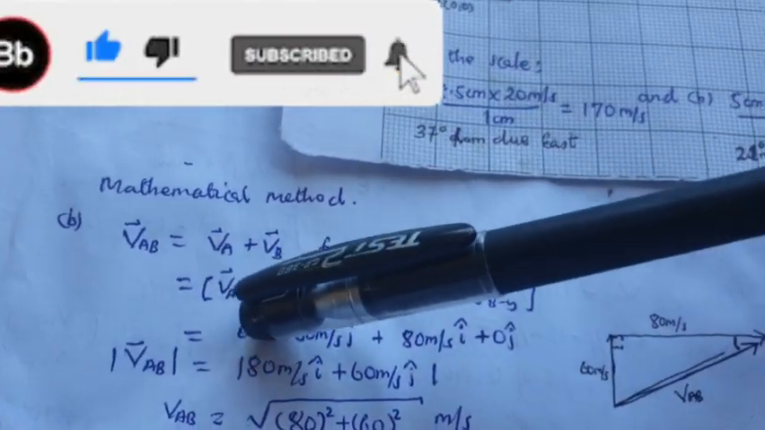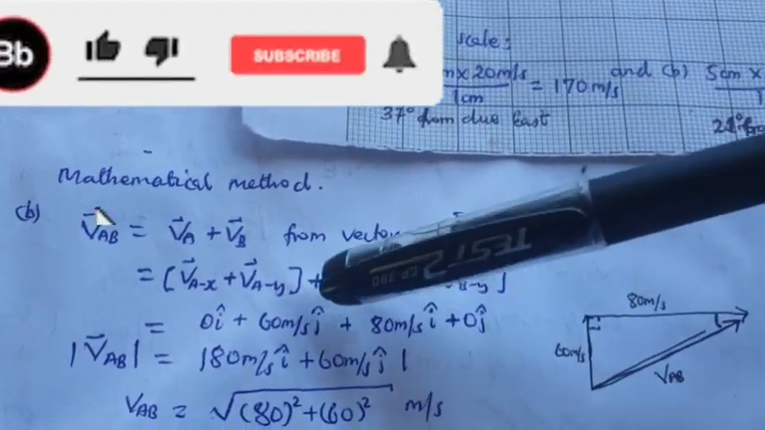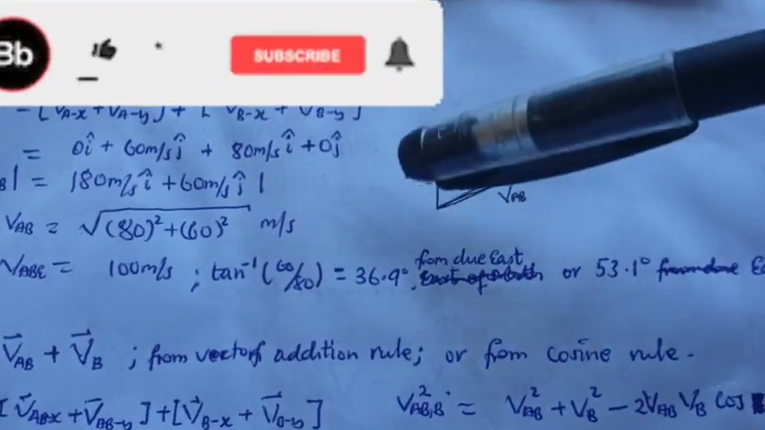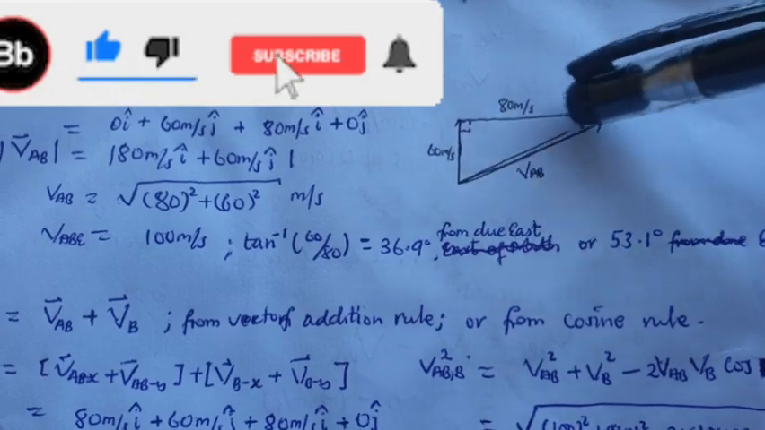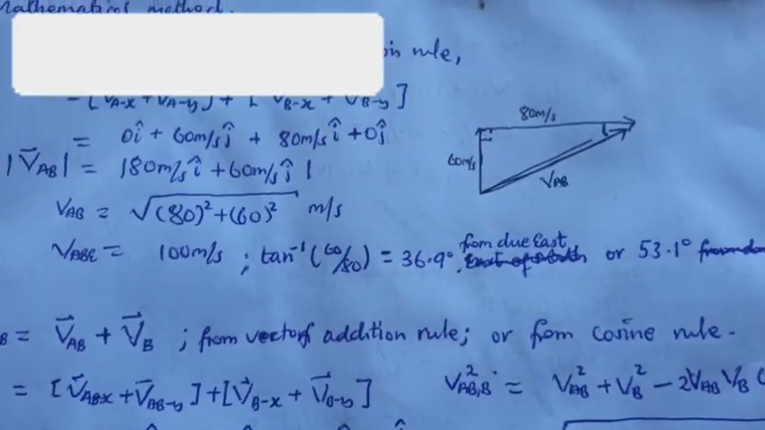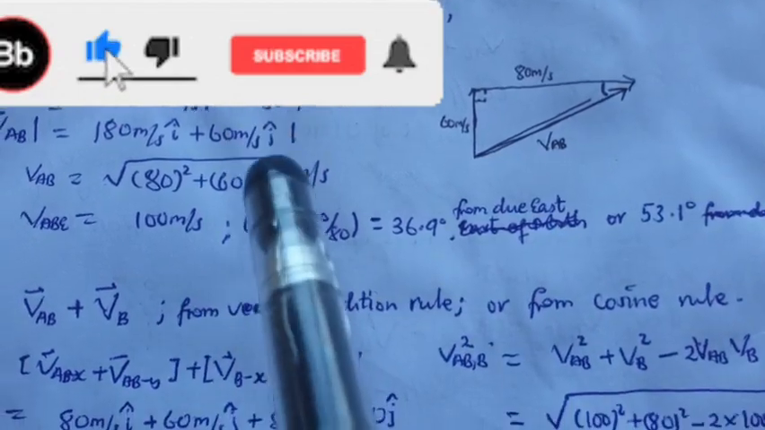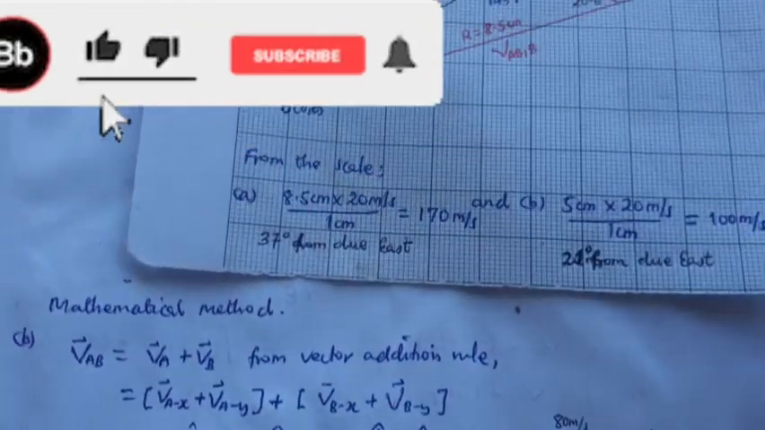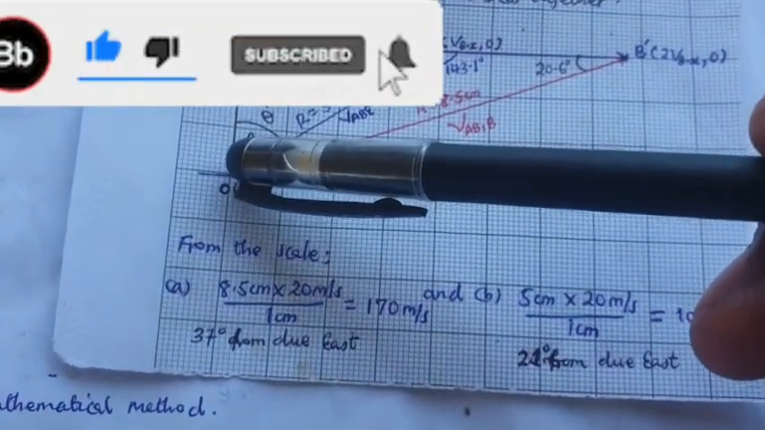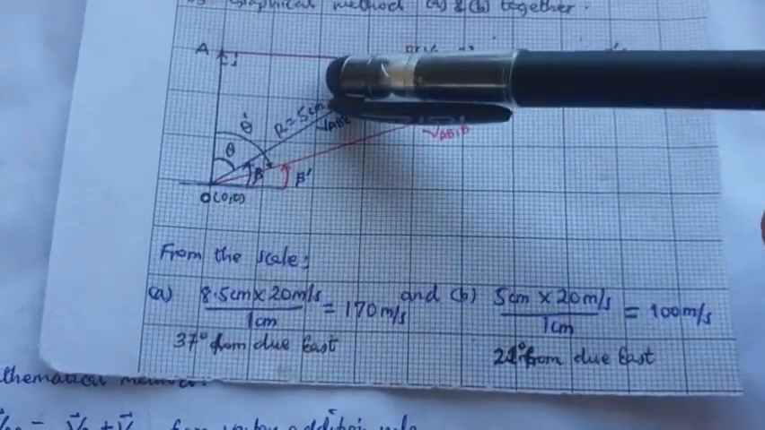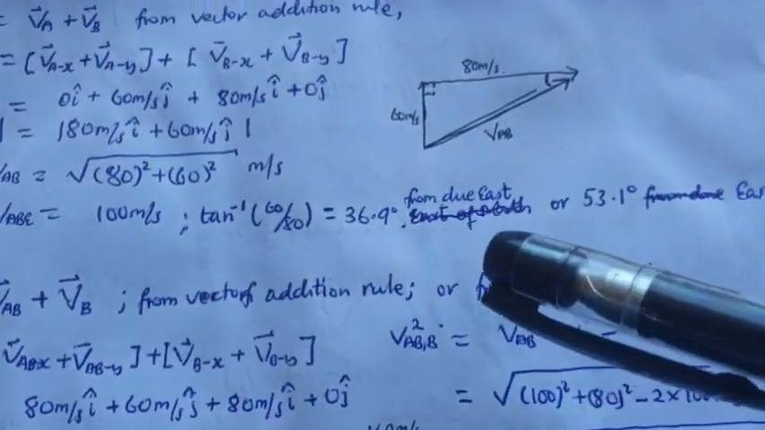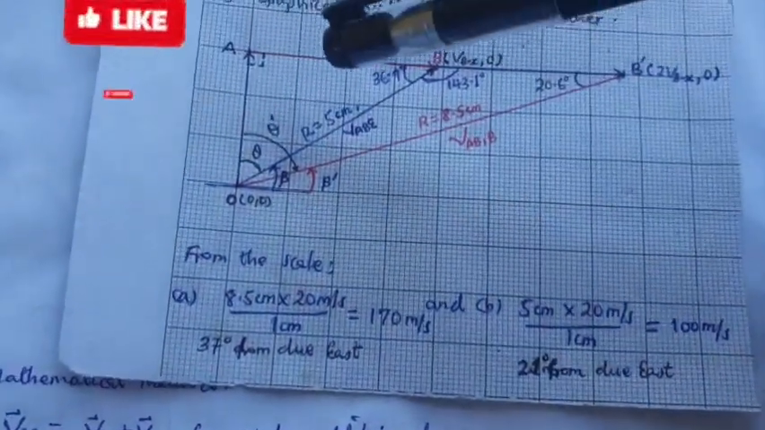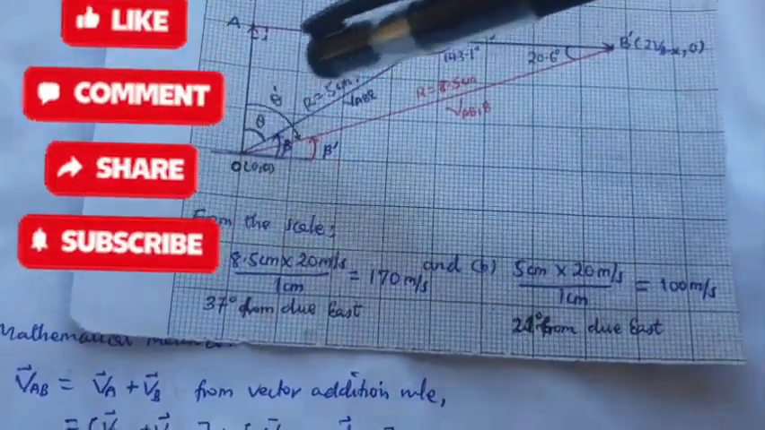As we are using the vector addition rule, we add the vectors, and the magnitude is 100 meters per second as usual. As you can see from the diagrams here, the adjacent is 80 meters per second, the opposite is 60 meters per second, and our direction is 36.9 degrees from due east, just a beta, which is 36.9 degrees from due east, or 53.1 degrees east of north, that is angle theta.